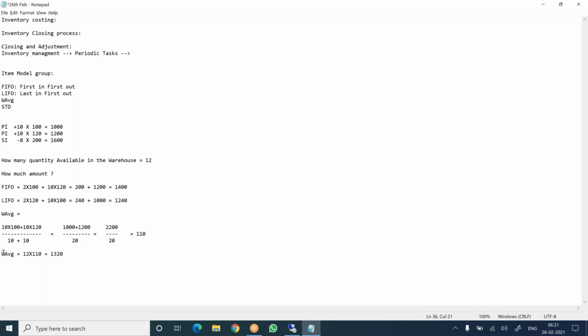Okay, 1320. So if you are doing FIFO calculation, it is 1400. If you are mapping a LIFO, it is 1240. If it is weighted average, it is 1320. So what does this standard cost mean? So 1320 or 1420? It is 1320 only. Yeah, I'm sure.